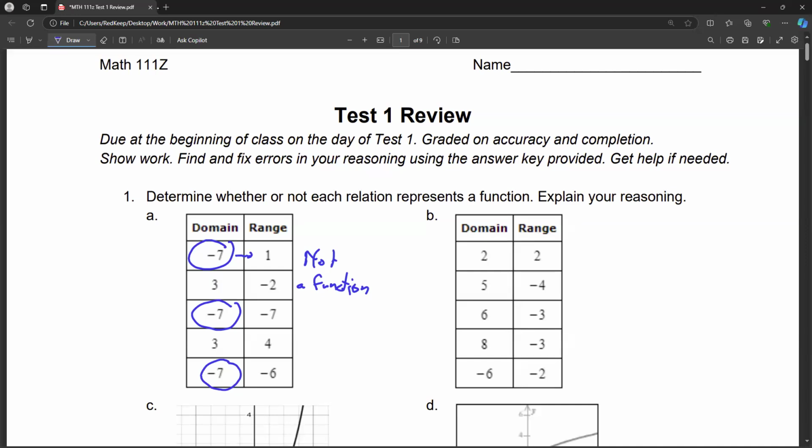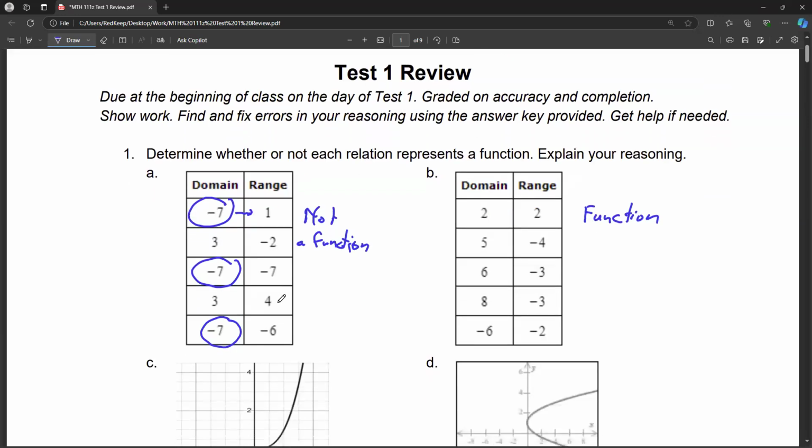Moving on to the relation in part B, this table doesn't have repeated values for the domain. And thus, we can only assume, given this information, that this relation is a function. It doesn't fail the test that we just gave for part A. So we'll declare this to be a function.